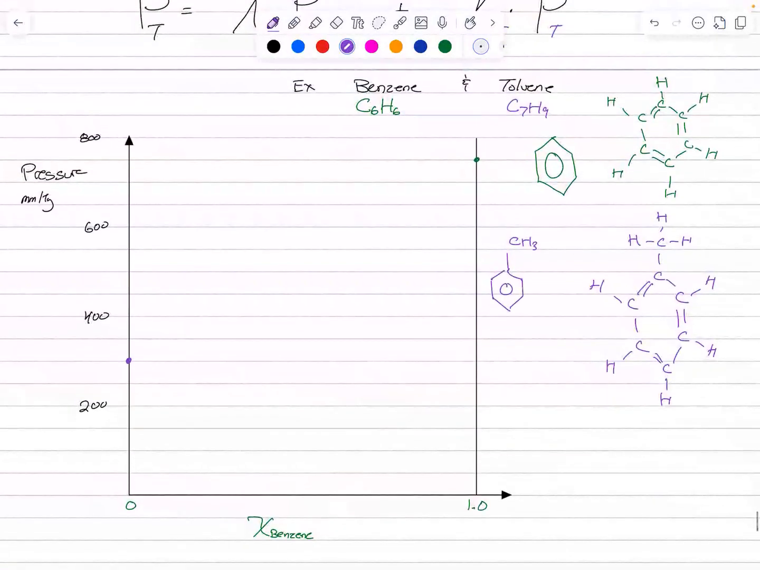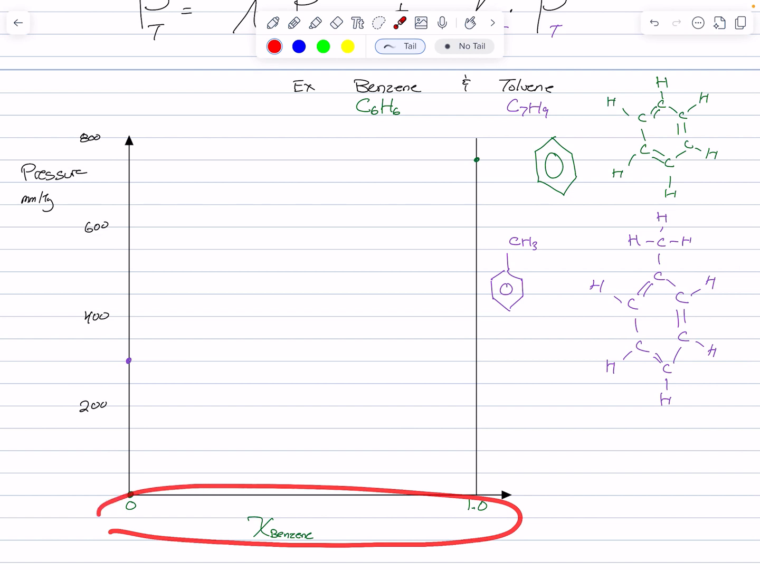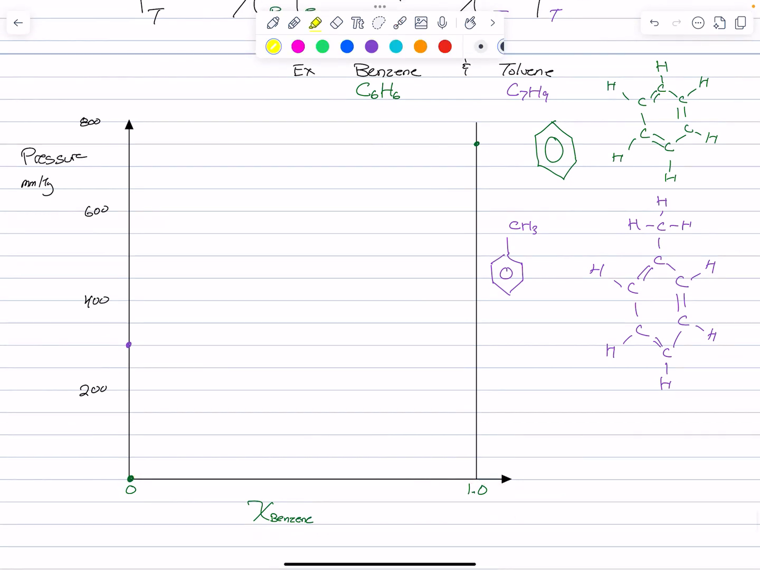So let's look at this chart of Raoult's law. Now, if we have 0 benzene in the solution, we will have 0 vapor pressure of benzene, right? So on the axis here is pressure, the vapor pressure, and here is the mole fraction of benzene. So that means the mole fraction of toluene would be a 0 here and a 1.0 there, right? That's the mole fraction of toluene. But it's not, it's the opposite. So benzene looks something like that.